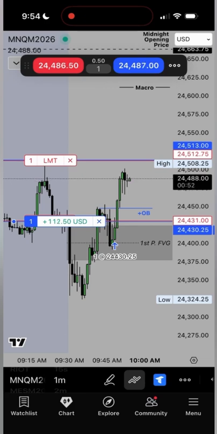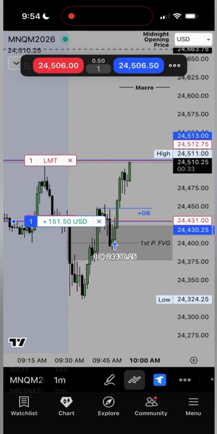I also like that midnight opening price as a longer term draw on liquidity. We pretty much tanked all night long through Asia and London, so I'm sure price would want to reach up there, take out some of those buy stops. But that's not required for this. We're looking at the dealing range and seeing those relative equal highs and using that as our draw. That's more than enough.